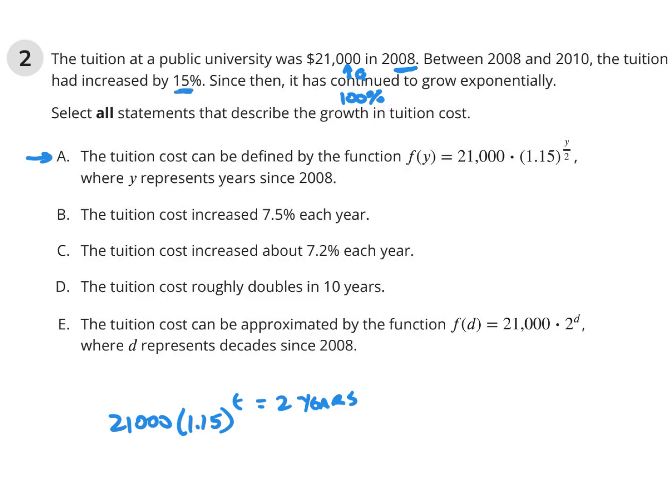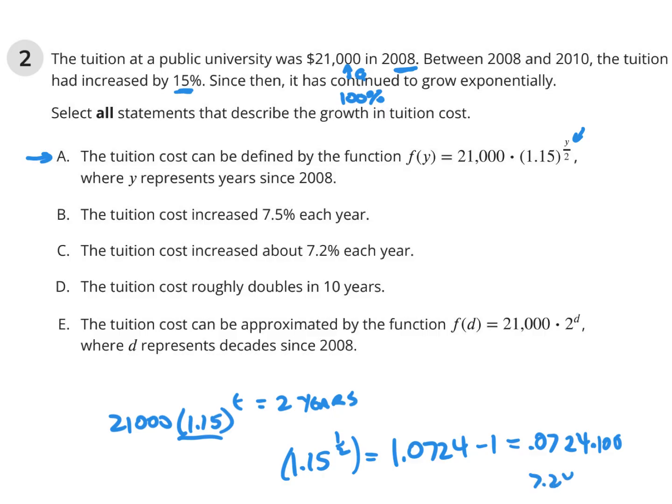So now we got to go into the unit, into the B part. So 1.15 raised to the 1/2 power, because that's what T over 2 is, to the 1/2 power will give us 1.07238. We're going to round that to 4. We minus 1. We get 0.0724. We multiply it by 100. We get 7.24% increase each year.